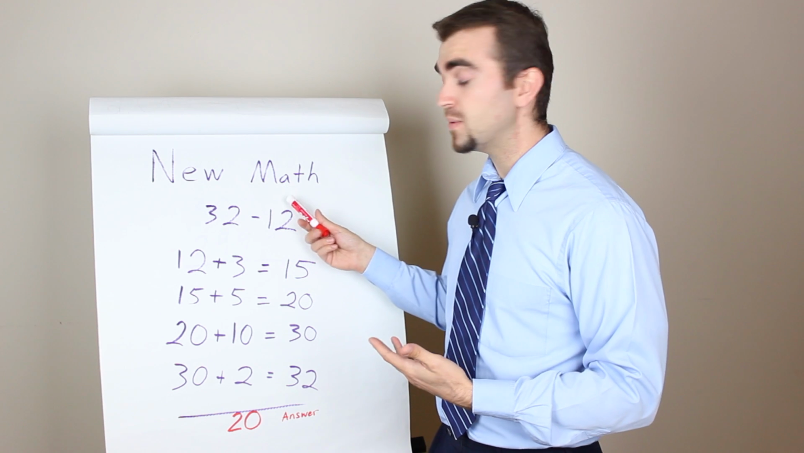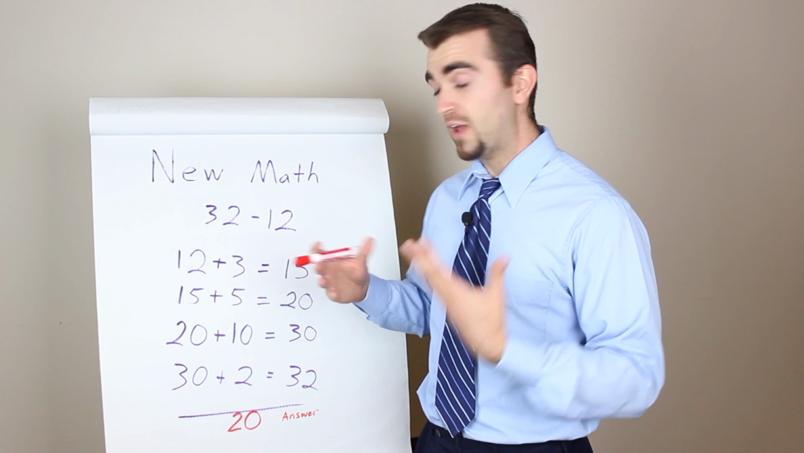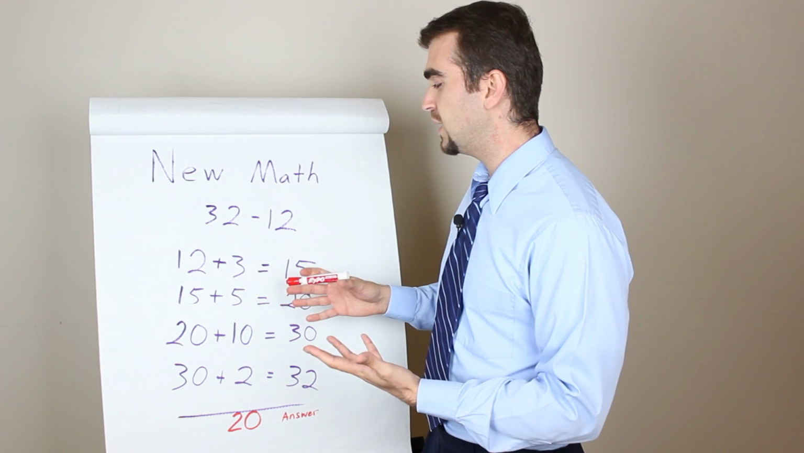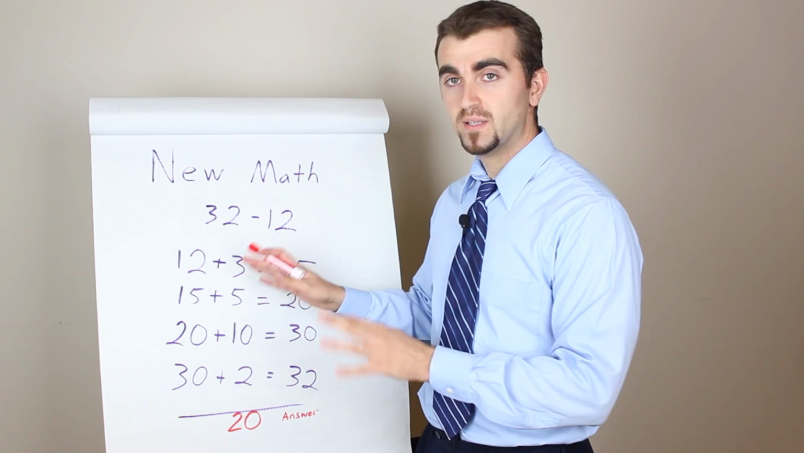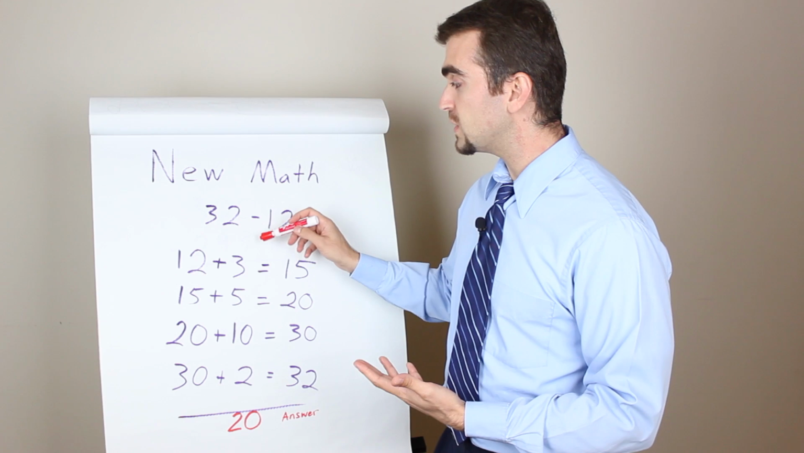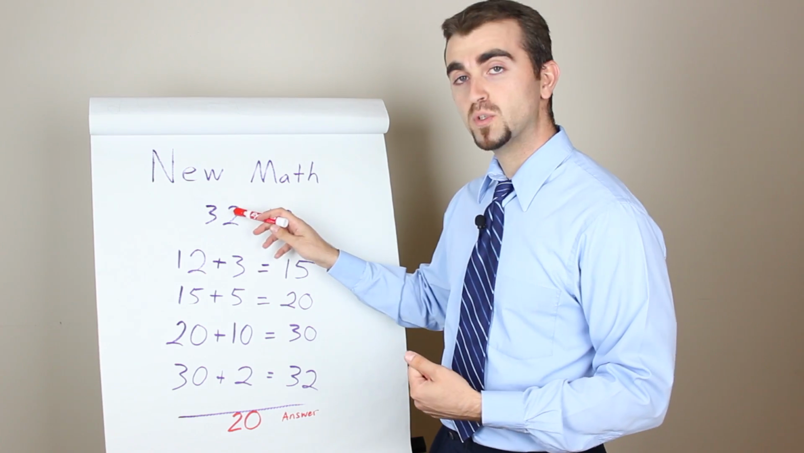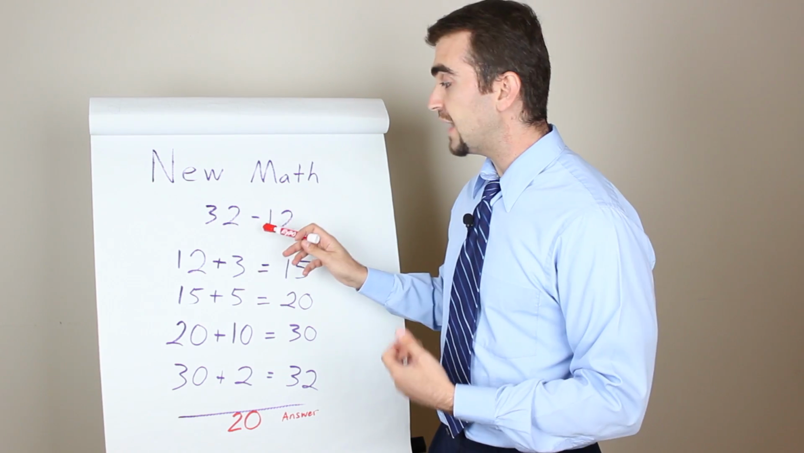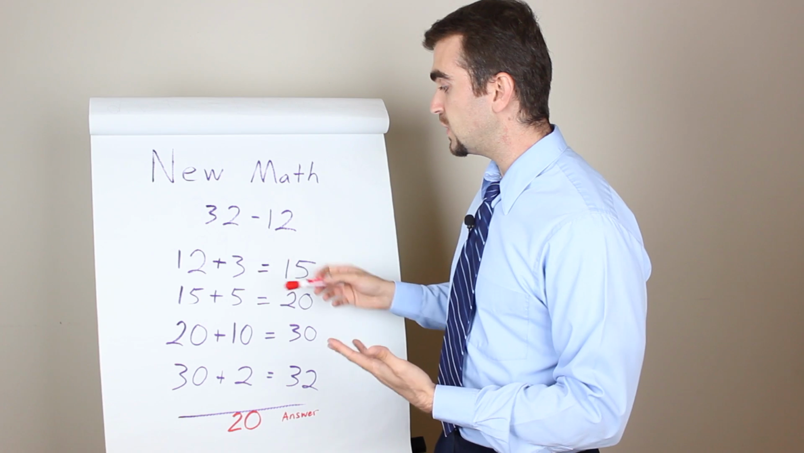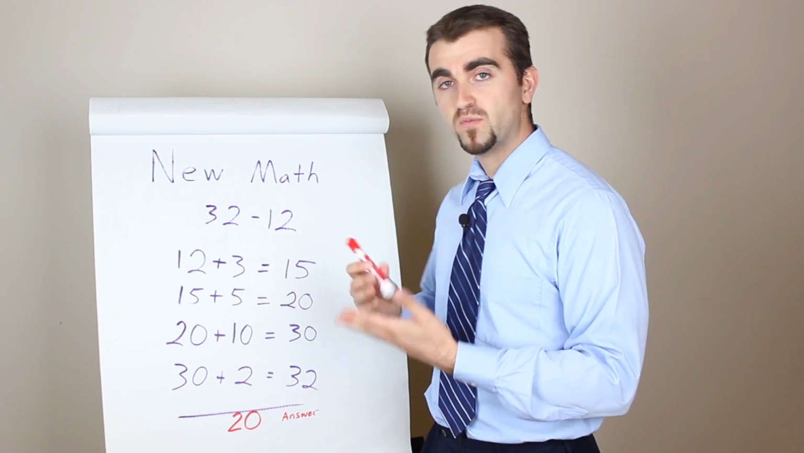Here's a sample problem of the new math. So everybody knows how to do 32 minus 12. I want to show you what the Common Core says for you to do and try to show you what they're trying to get at. So basically, what Common Core is asking you to do is figure out how many numbers apart is 12 from 32. And the only way to get there is for students to know what's the closest 5 and 10.